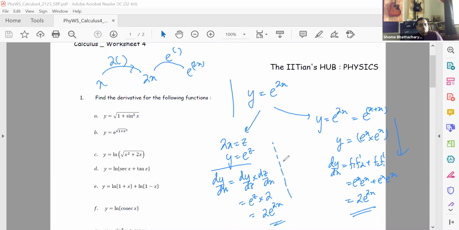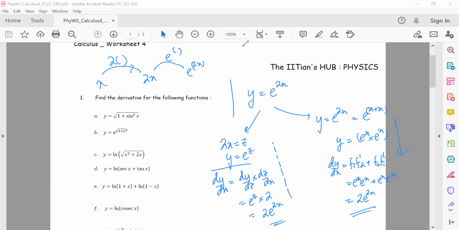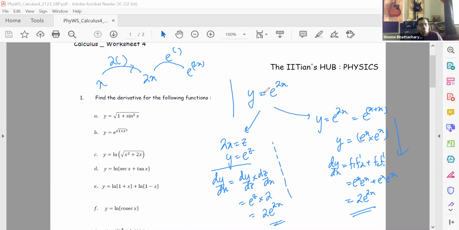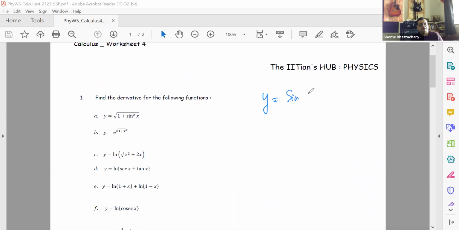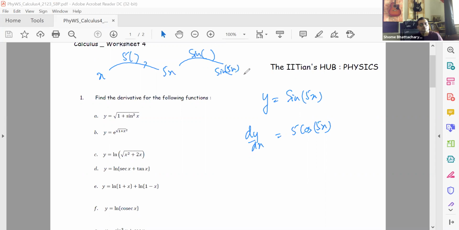Likewise, not only exponential function, but for example, if we have something like this, y is equal to sine of 5x, then what is dy by dx? It is going to be 5 cos 5x. It's not going to be cos 5x, because again same thing, from x we have operated this linear function first, so we got 5x, and on that we've operated the sine function, so we got sine 5x.